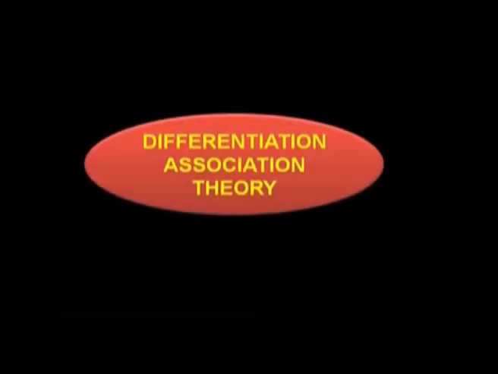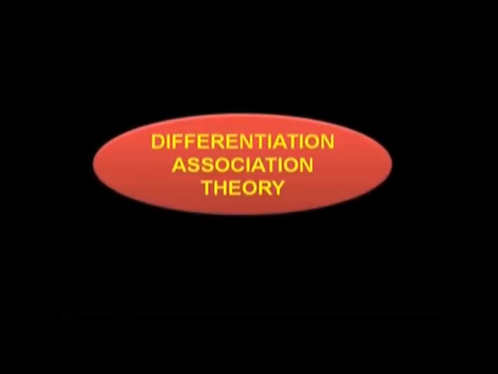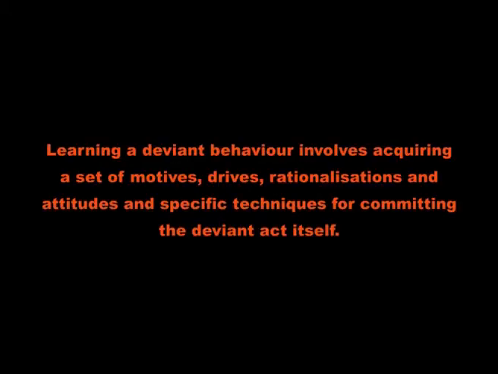The second sub-theory is the differential association theory. This theory explains why some people are attracted to deviant behaviors while others are not. Learning a deviant behavior involves acquiring a set of motives, drives, rationalizations, and attitudes, and specific techniques for committing the deviant act itself. The third theory we are going to see in sociological theories is labeling theory.